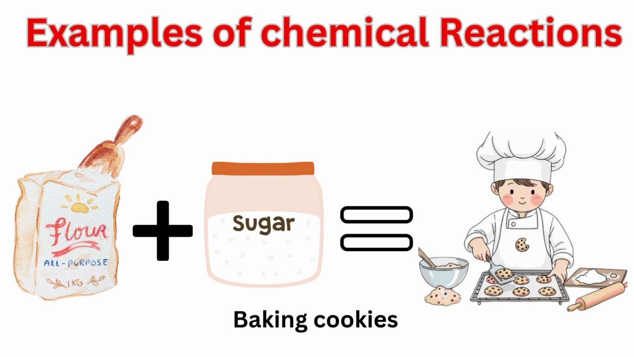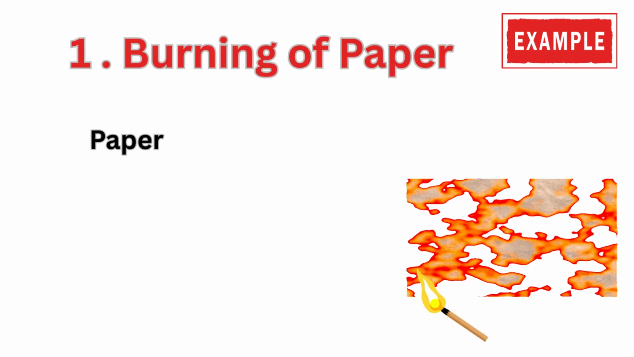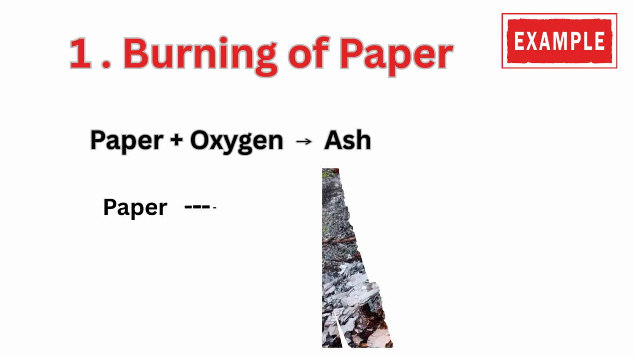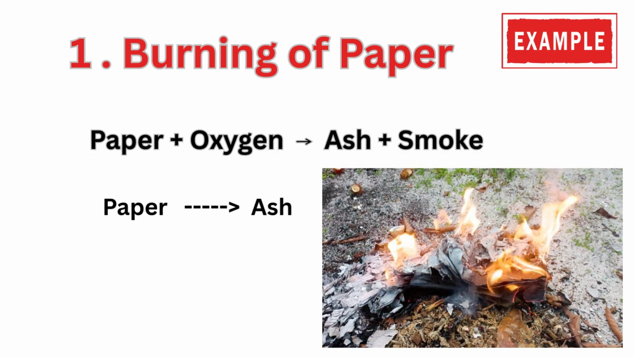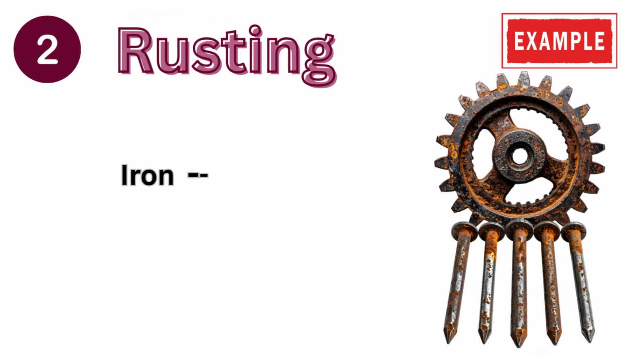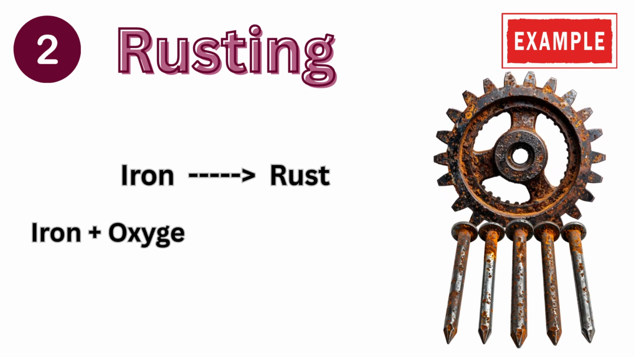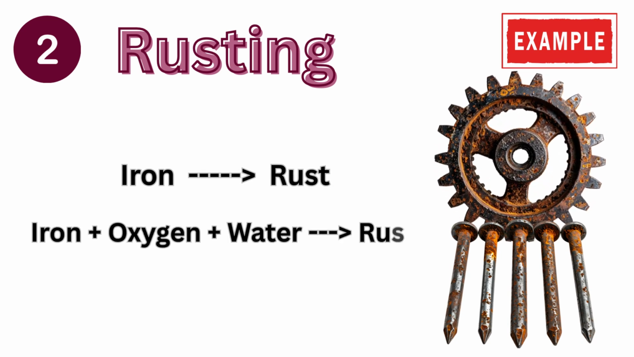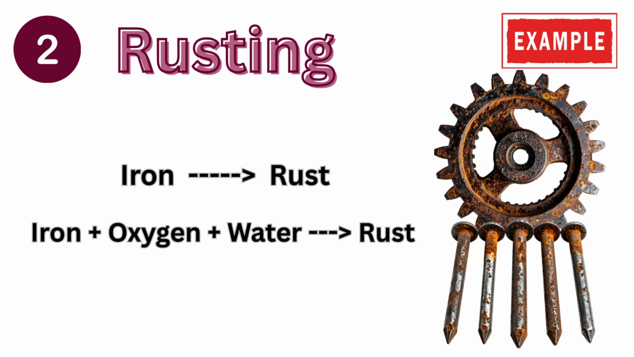Let's consider some examples so that you can get a clear idea about chemical reactions. Our first example is burning paper. The paper changes into ash. It cannot become paper again. That means a chemical reaction happened. Another example is rusting. Iron changes into rust in the presence of oxygen and water. This is also an example of a chemical reaction.